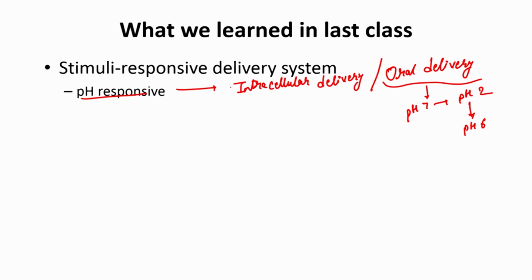Similarly, in intracellular delivery, we are again going from pH 7 to pH 5 and then further down as the cell continues to send the cargo towards the lysosome, maybe even down to 3. So, we can use this change in pH to trigger a change in the material that we have been using, and that is how it becomes a pH responsive system.